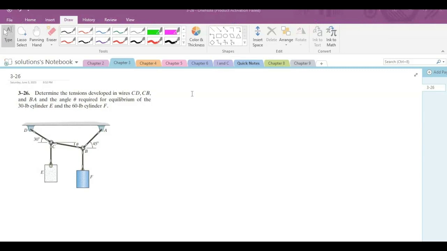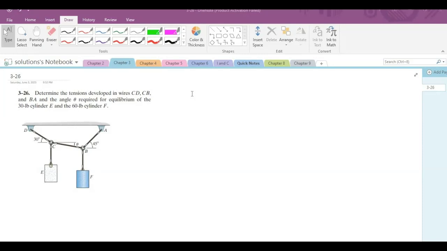In this video, we will solve problem 3-26 from R.C. Hibbeler Engineering Statics, 12th edition. According to this problem, we have to determine the tensions developed in wires CD, CB and BA and the angle theta required for equilibrium of the 30 lb cylinder E and the 60 lb cylinder F.